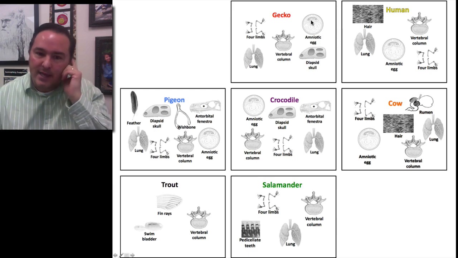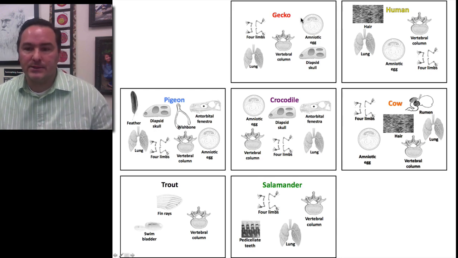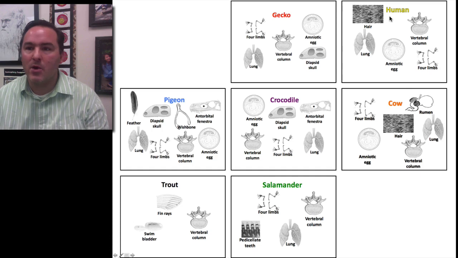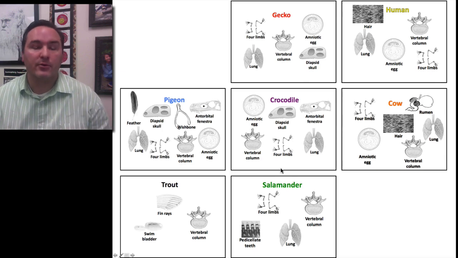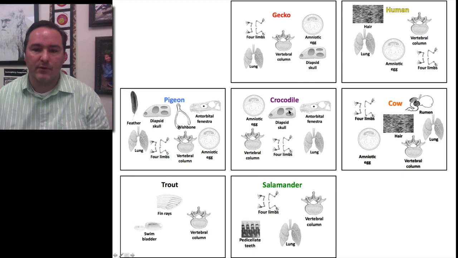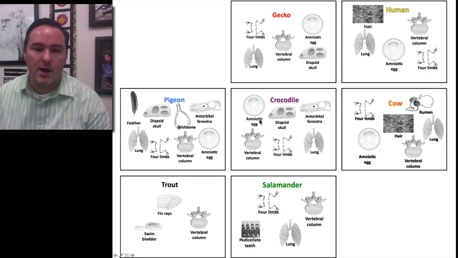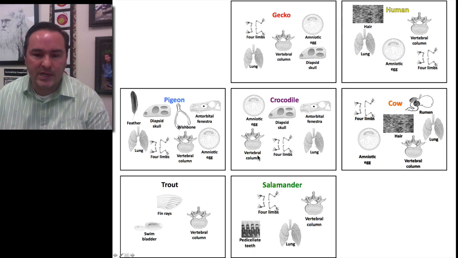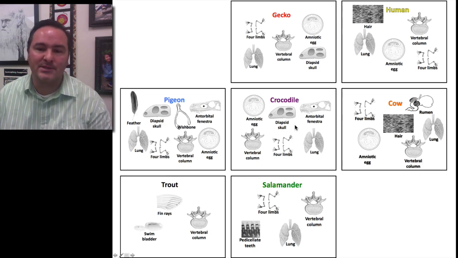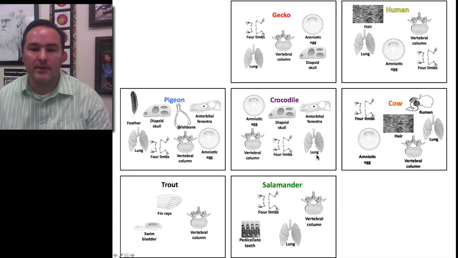So if I take now these 7 organisms, a gecko, a human, a cow, a crocodile, a pigeon, a trout, and a salamander, and I look for characteristics that are similar and different among these organisms. So for example, if we look at the crocodile, we can talk about characteristics like an amniotic egg, a vertebral column, 4 limbs, a diapsid skull, an antorbital fenestra, which is this extra hole in the skull, and the lung.